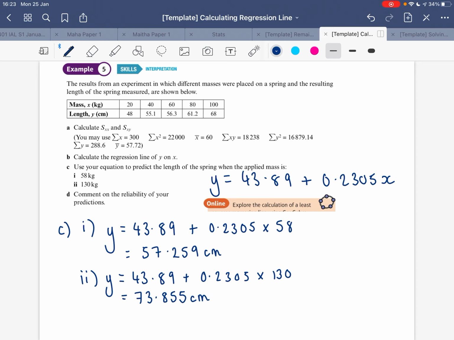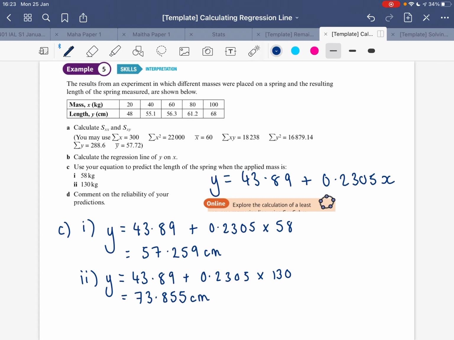Part D is to then comment on the reliability of your prediction. So we've got two there. The first one, we were putting in the mass of 58. That is within the range of values that we've been given. So we've gone between 20 and 100 on the actual experiment that we've done. So we can be quite confident that that is an accurate enough prediction for an object of mass 58, because 58 is within that range of values.